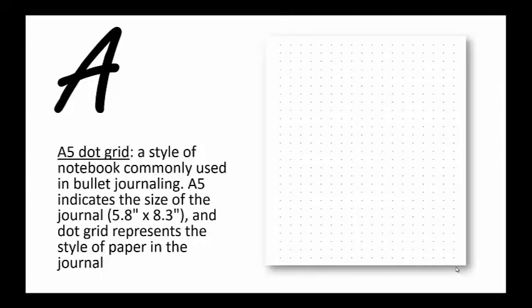So for the letter A, we have A5 dot grid, which is a style commonly used in the notebook and journaling community. A5 indicates the size of the journal, and the dot grid represents the style of paper. This is what dot grid paper looks like. Now, it's by no means the only type of paper you can use for journaling. There's blank pages, there's lined pages, and even graph paper. The preference is completely up to you.